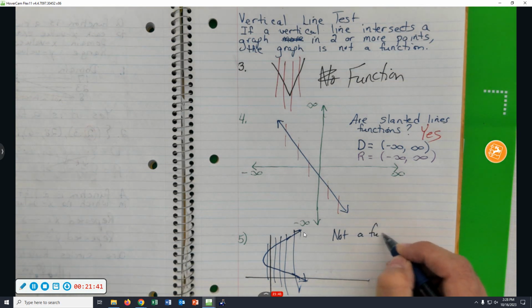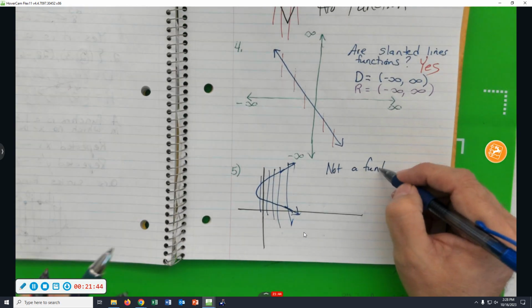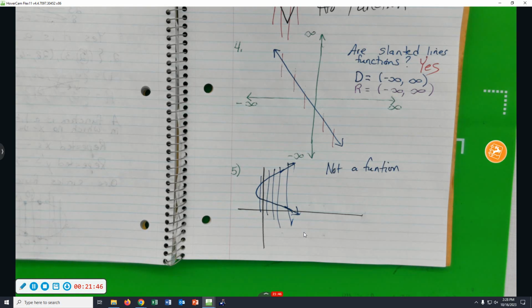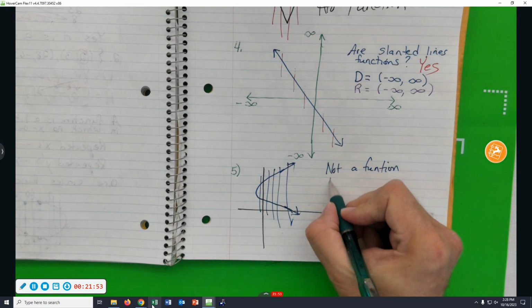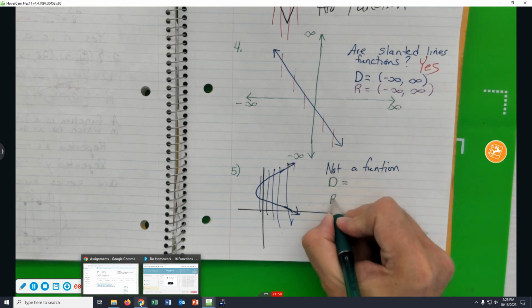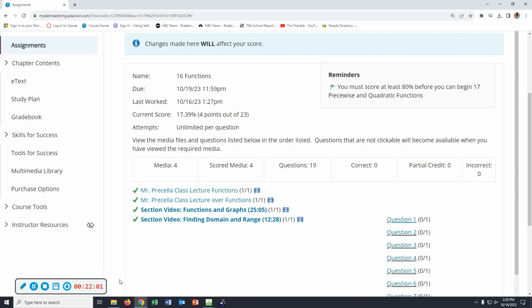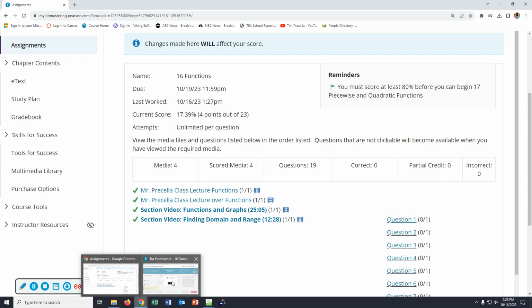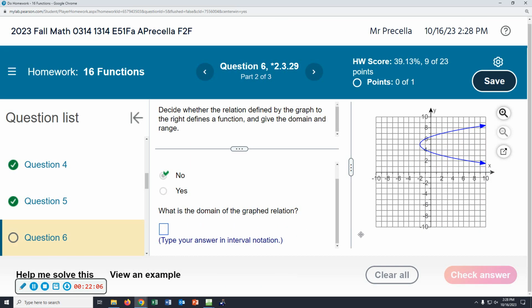Not a function. Now, for the domain and range, we need to look at the actual picture they gave us. For the domain, we're looking at the x values and for the range, the y values. If we kept drawing these blue arrows out, it's going to keep going up and down. But it's not going left at all, is it? It's still going right.